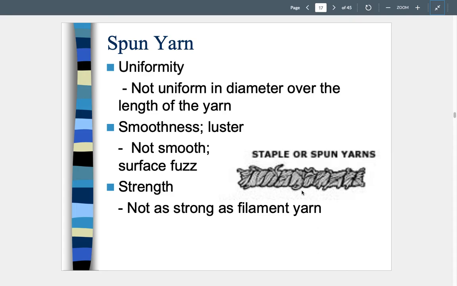And that's just always going to happen with spun yarns. When they're little and short, you have a really hard time encasing them all in that twist. So we're spinning them as much as we can. We're giving them a good, nice twist, but we can't catch all of that fuzz. They're going to have a naturally fuzzy surface. Not as strong as filament yarns because there are these weak points, these points where it's thinner in some areas, where pieces are exposed. It's just not as strong. The more uniform, the stronger.